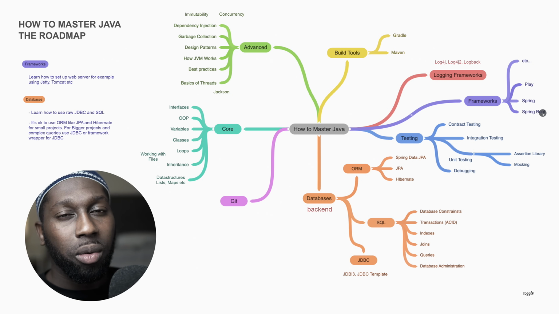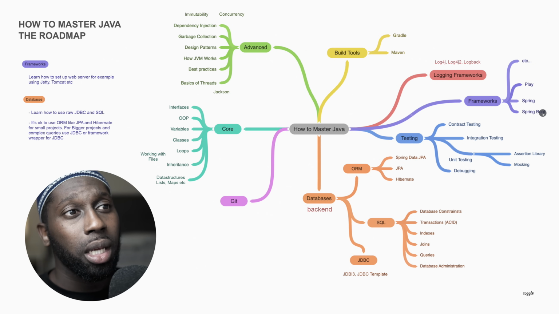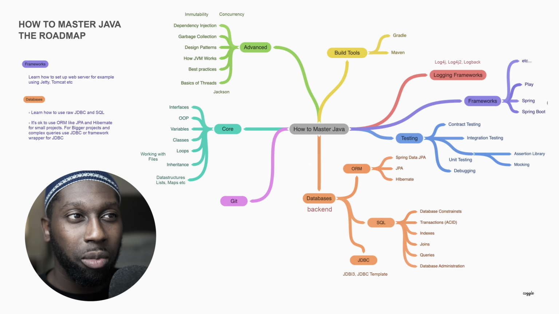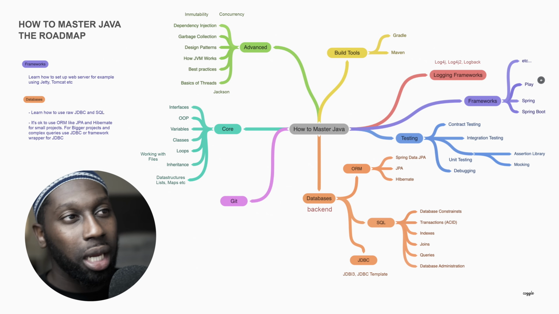Here you have Spring Boot, which is one of the most popular ones. You also have Play framework, which is not as popular as Spring Boot. You've got Quarkus and others. And to be honest, I think this is it.